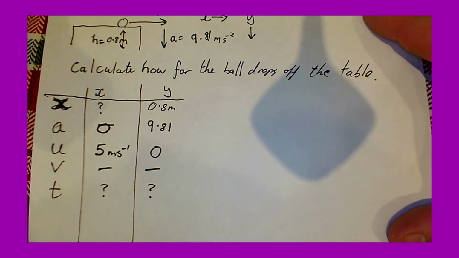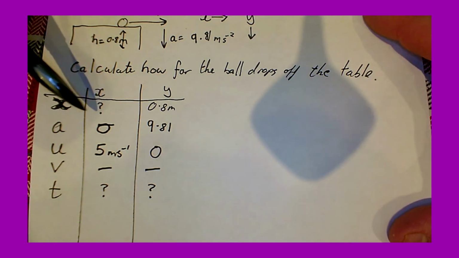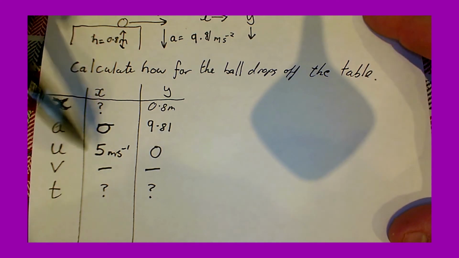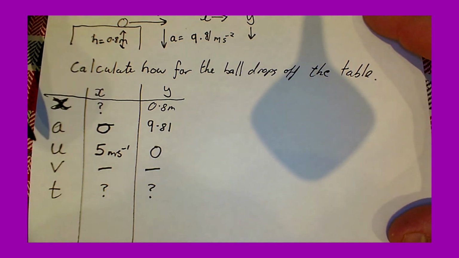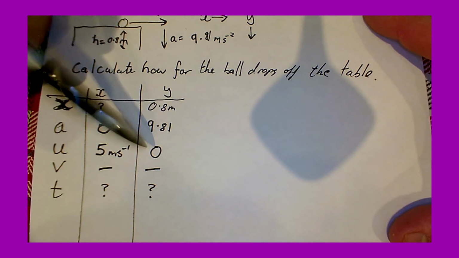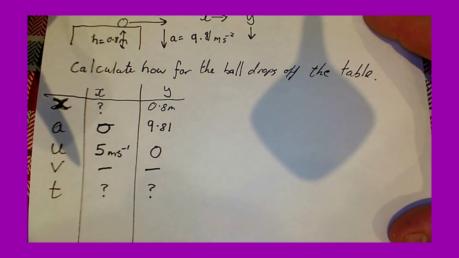Okay, so if we look down our x, we've got 3 unknowns, only two things we know, so we can't do a lot at the minute with the x. However, with y, we know 3 things, and we want to calculate a fourth.